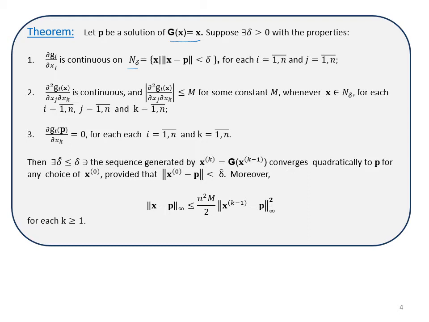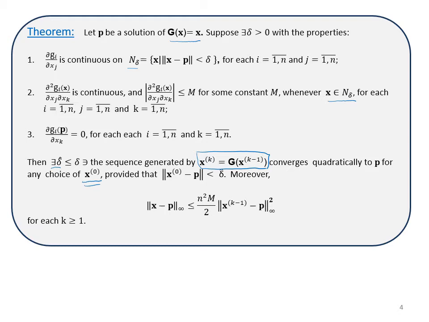Second, every mixed derivative is continuous and bounded by a certain constant M whenever x belongs to that set, for each i, j, and k from 1 to n. And the third property is that the partial derivative at p equals 0 for each i and each k from 1 to n. Then there exists delta hat, which is less than or equal to delta, such that the sequence generated by the recursive formula, this one, converges quadratically to the solution p for any initial approximation, which means x0 can be chosen arbitrarily.